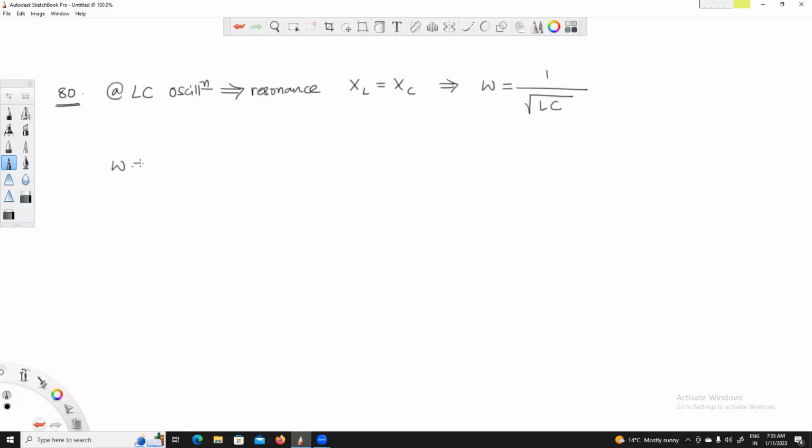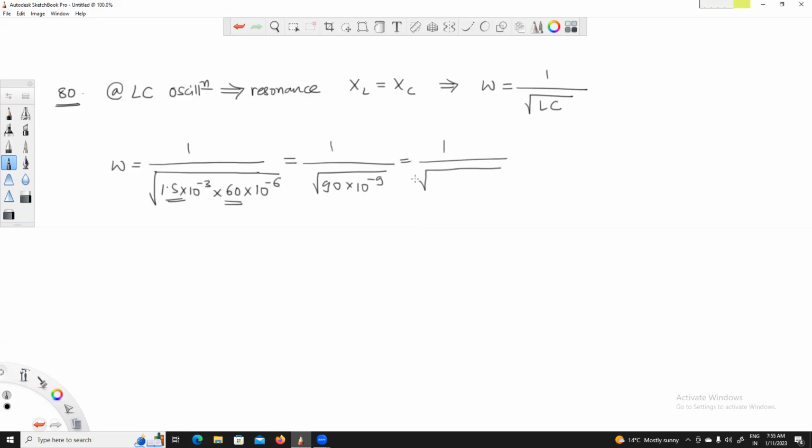Let me find the omega first. 1 divided by square root of L, where the value of L is given to be 1.5 milli, 10 raised to minus 3, into the value of C, 60 microfarad, 60 into 10 raised to minus 6. So I can write this as 1 upon the square root of 60 into 1.5, which is 90 into 10 raised to minus 9. I can again write this in terms of perfect squares: 900 into 10 raised to minus 10. Taking the square root gives 30 into 10 raised to minus 5.